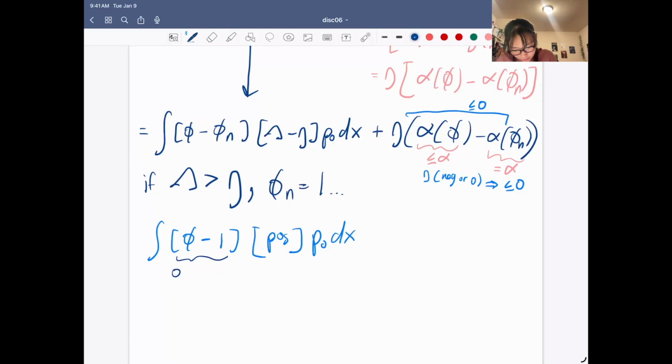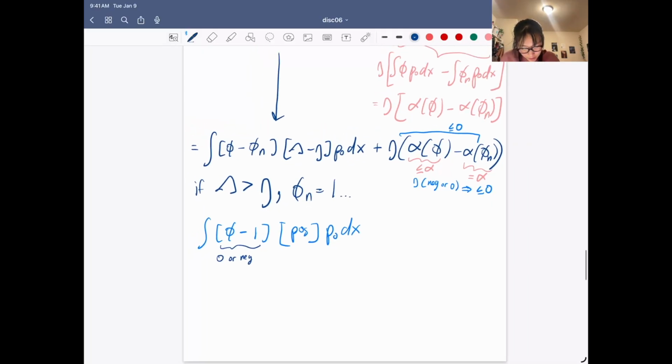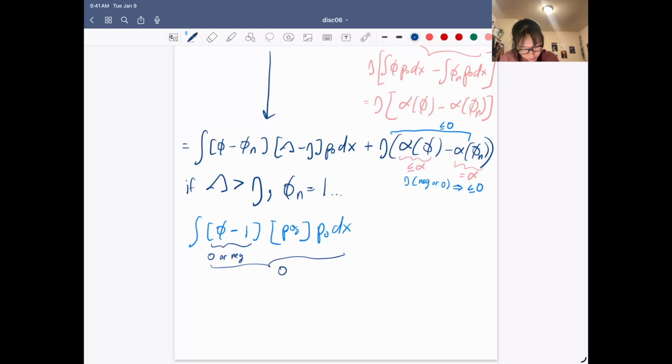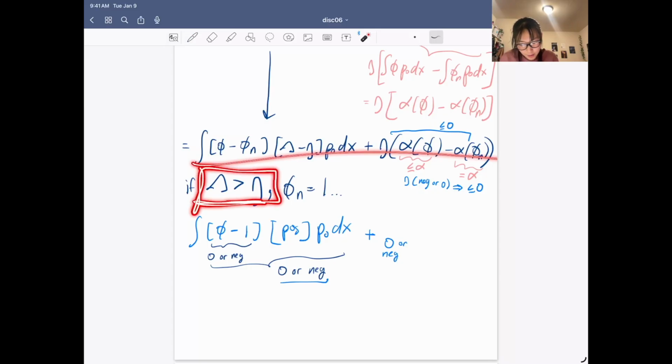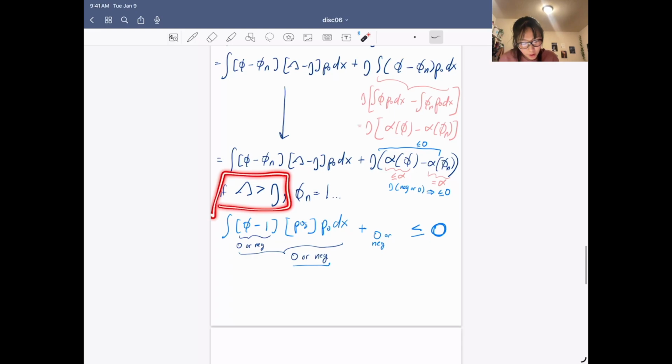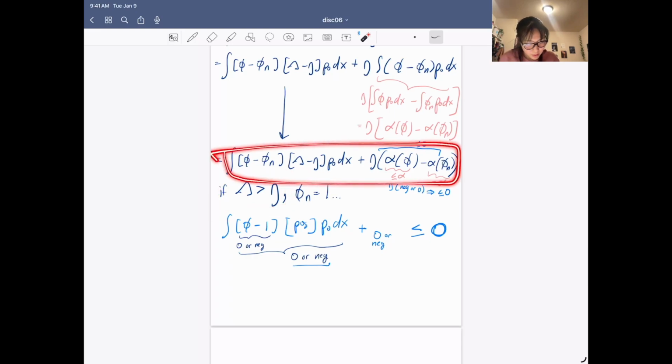Therefore, this whole thing is 0 or negative. And so the 0 or negative number times a positive number times a positive number, so this whole integral must be negative. Therefore, this whole thing must be 0 or negative. And if we have a 0 or negative thing plus a 0 or negative term, then under the circumstances that lambda is greater than ida, this whole thing must be less than or equal to 0. So we've shown that for this case, our lovely integral over here is less than or equal to 0.